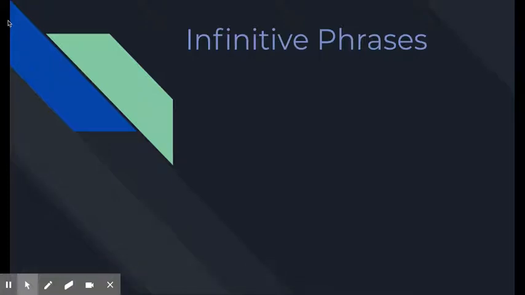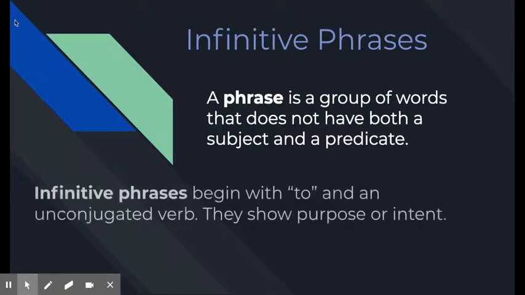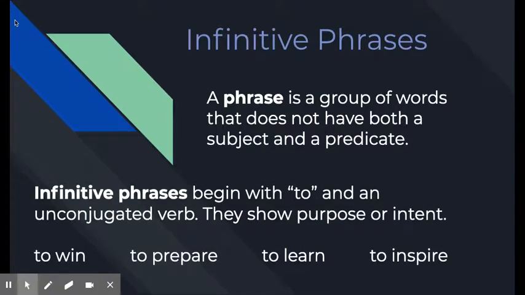Hi, so we're talking about infinitive phrases in this video. And as a quick review, a phrase is a group of words that does not have both a subject and a predicate. So it's not a complete thought, it's something that we include in a sentence to add some extra context or detail. Specifically, infinitive phrases begin with to and an unconjugated verb.